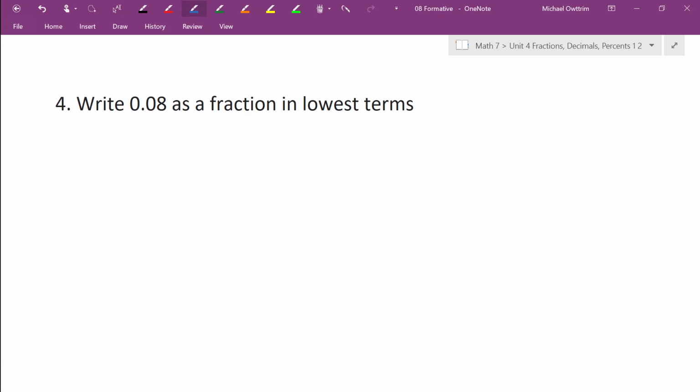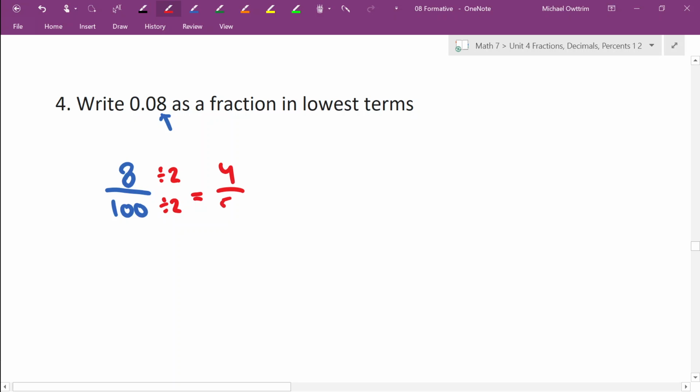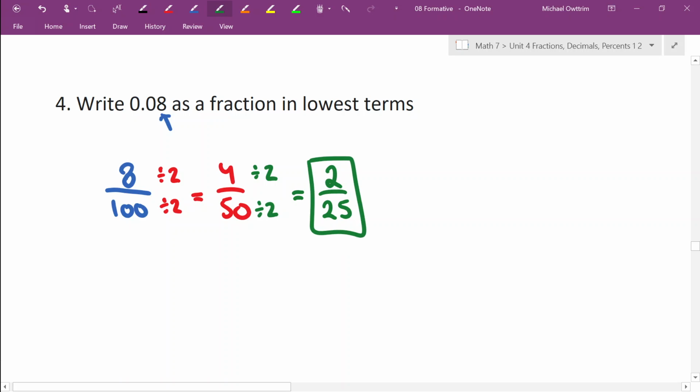Again, in this question, our 8 is in the hundredths place. So that is 100 on the bottom of our fraction. And our 8 goes on the top. We can again simplify. Both of these are even numbers, so we can divide them by 2. That gives us 4 out of 50. We can actually simplify again by dividing by 2 again. And that gives us 2 out of 25. And that is our lowest form, as 2 only divides by 2, and 25 does not divide by 2.